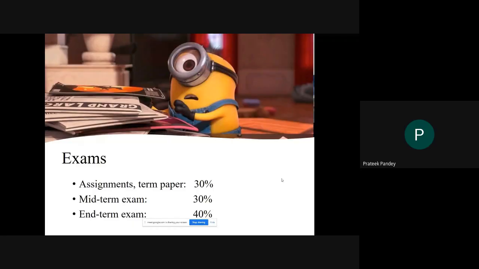What is term, professor? Term paper? Term paper is something, it's sort of like writing a report.